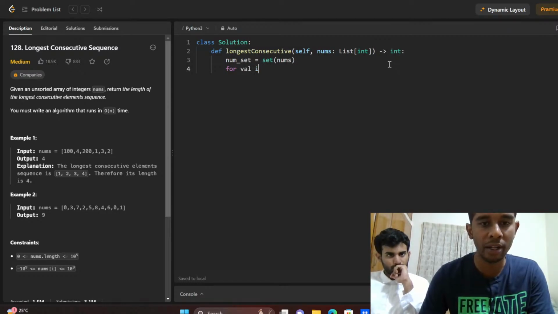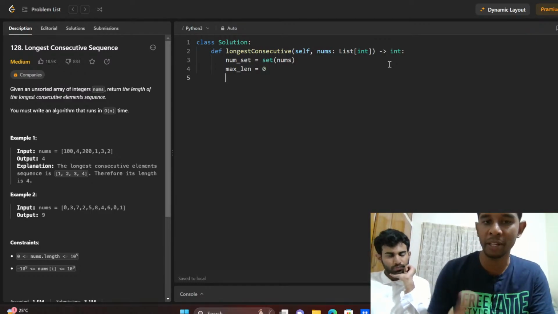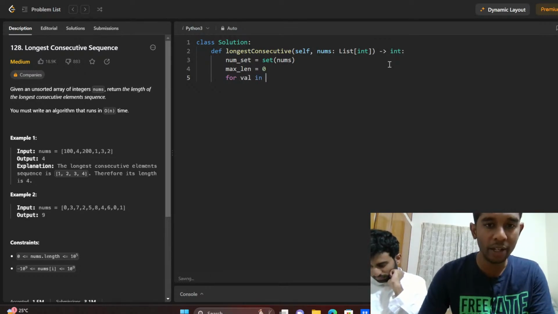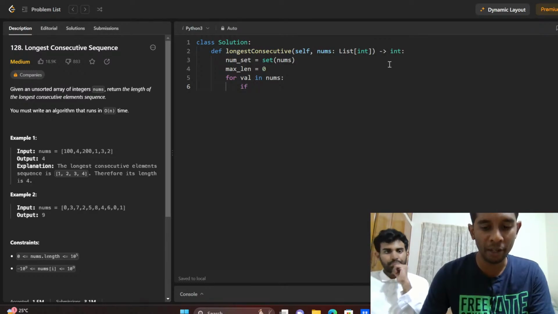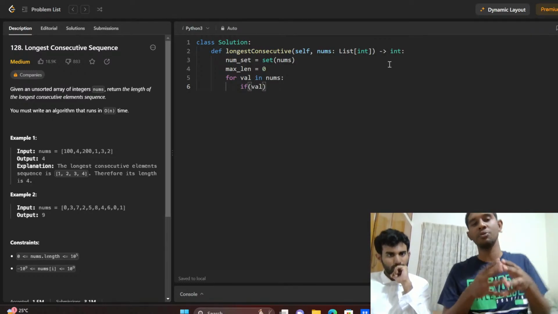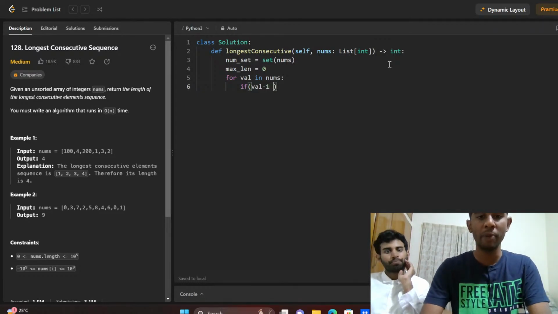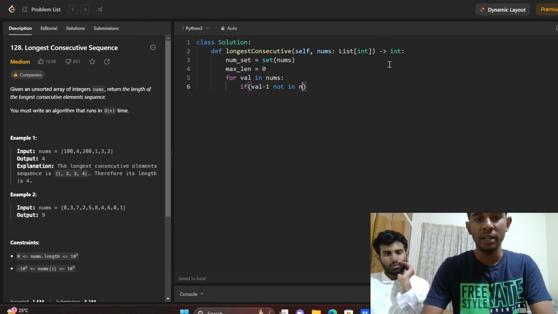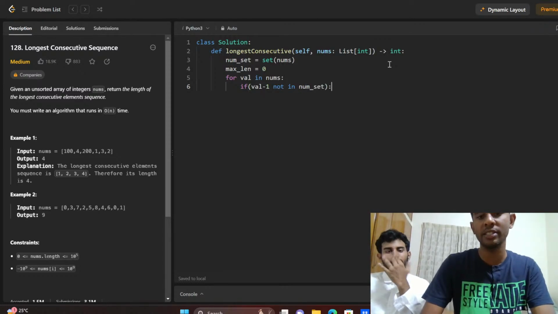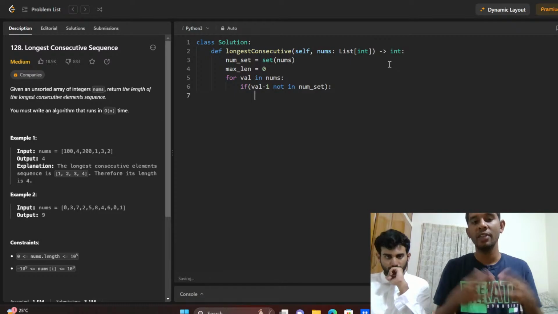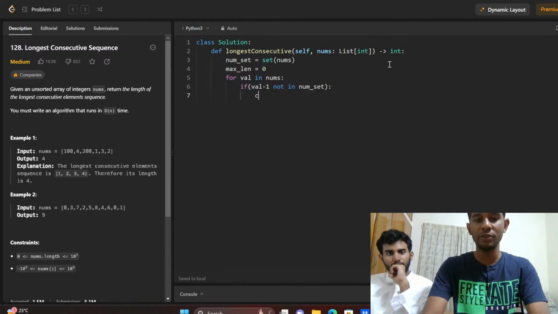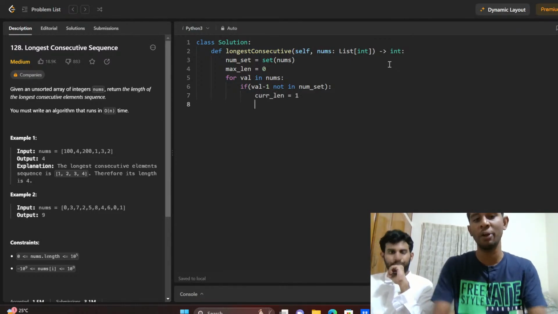Before that, I should also have an indicator which will store my maximum length inside the array. So for val in nums, my first thing is to find if a certain value is the start of the sequence. And how do we do that? Very simple. If val minus 1 is not in num set, that means yes, this value is the start of a sequence. Then what do I do? The current length of the sequence would be 1 because the value is there.